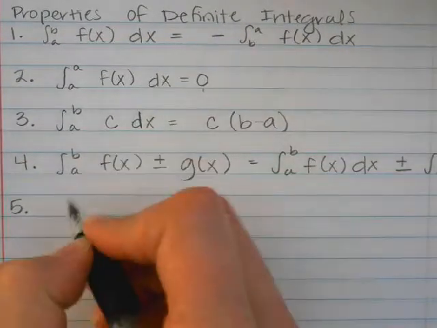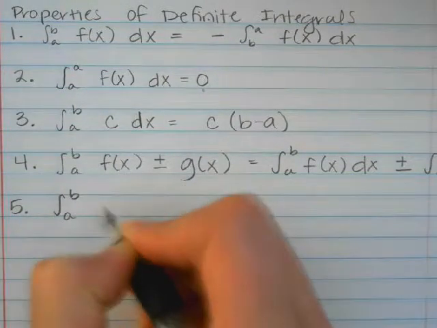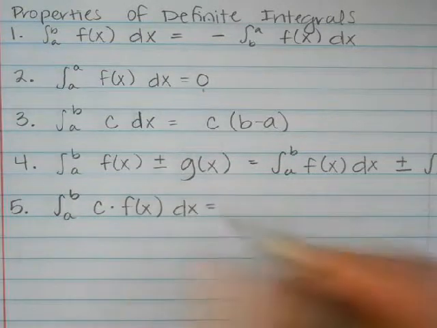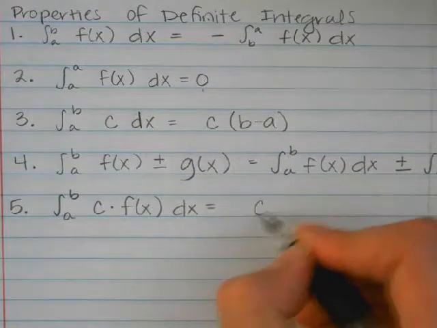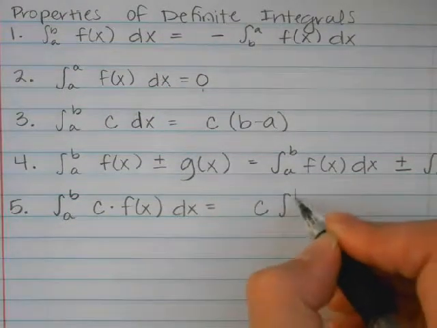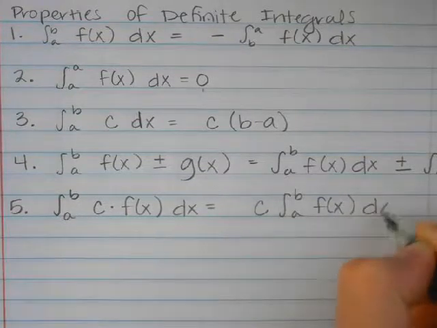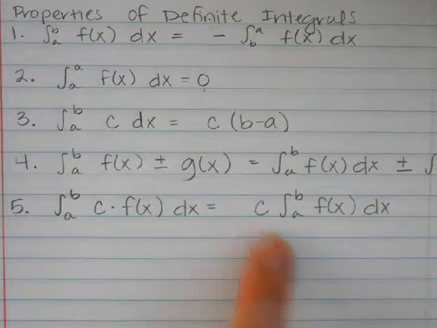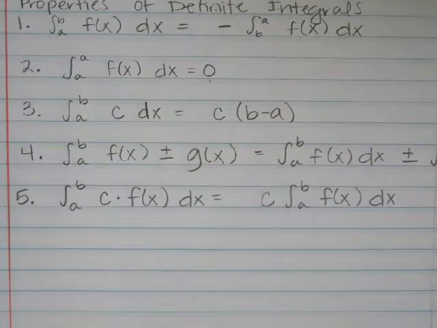For the next one, if you have a constant in front of your function, then you can just take that constant and move it to the front of the integral. Then you multiply it by whatever you get when you do the integration. This is the one that I always forget about. I'll be like, what do I do with that number? Oh, you can just multiply it.